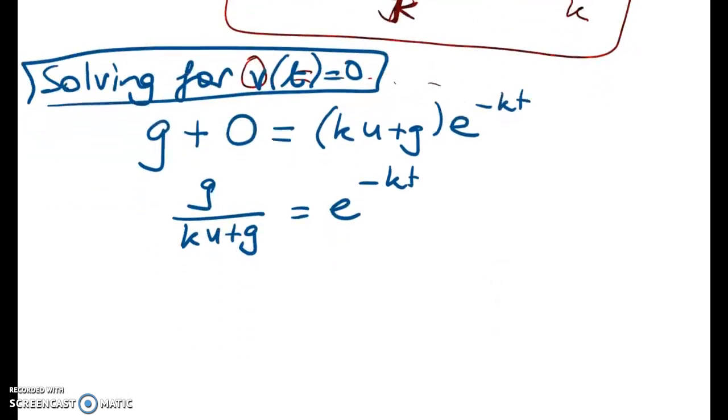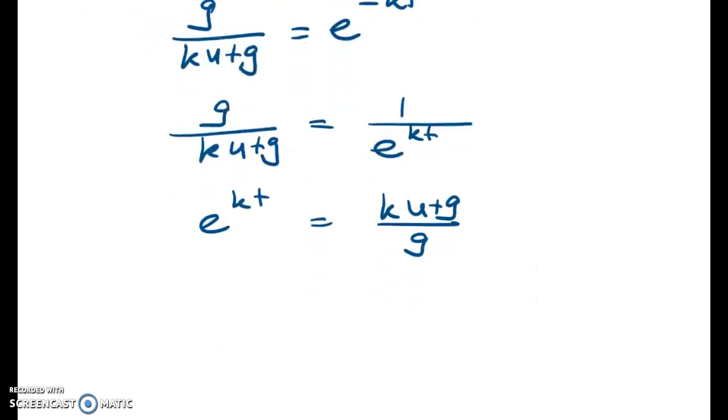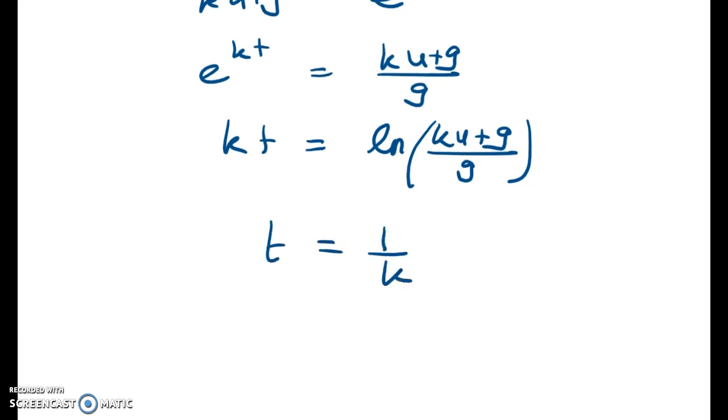I'm going to take logs of both sides. No, I'm not going to do that yet. g over ku plus g is equal to 1 over e to the kt. So e to the kt, cross multiplying, gives me ku plus g over g. Now logging both sides, kt is equal to the log of ku plus g over g. t is equal to 1 over k times the log of this.